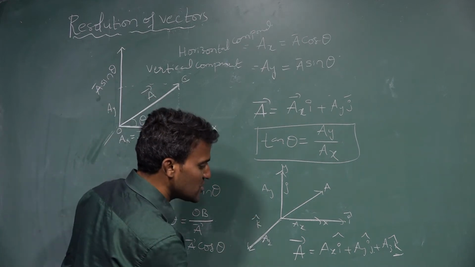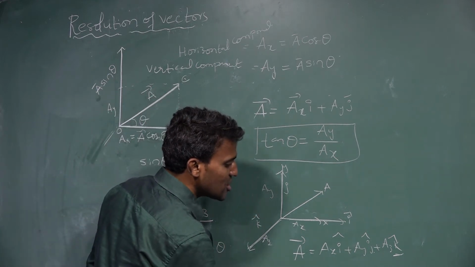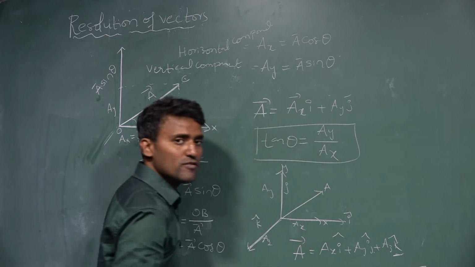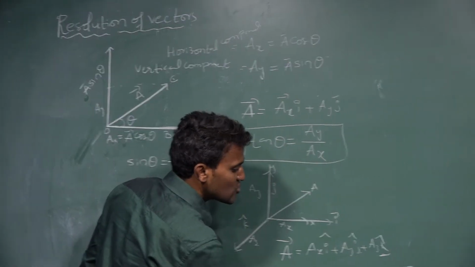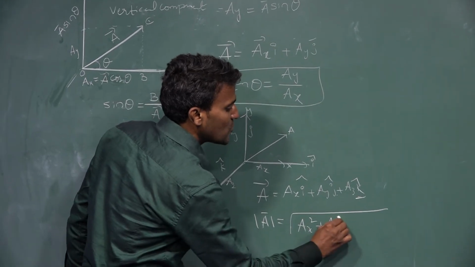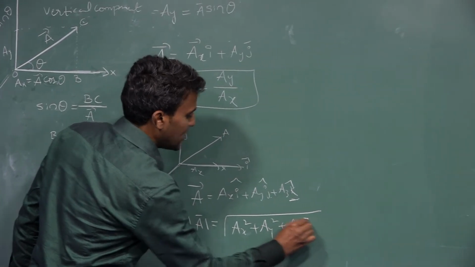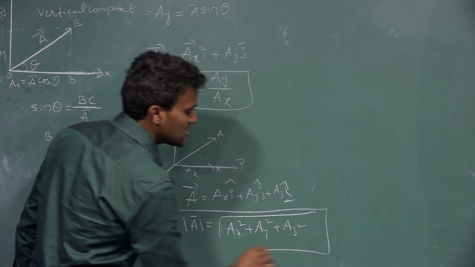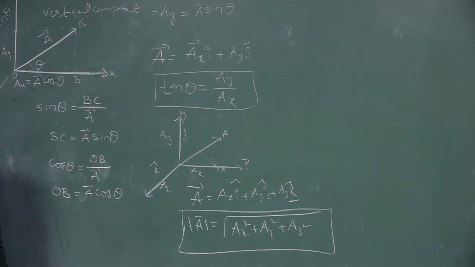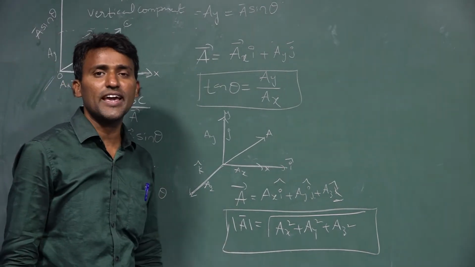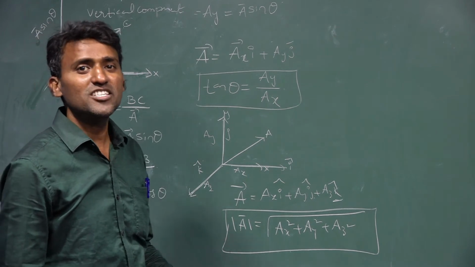So the magnitude of this vector, A bar, is equal to the square root of Ax square plus Ay square plus Az square. It is nothing but the magnitude of the vector. A bar is equal to the square root of Ax square plus Ay square plus Az square.